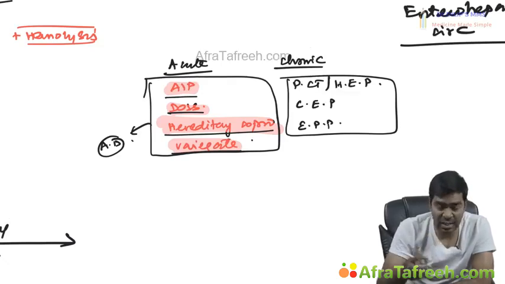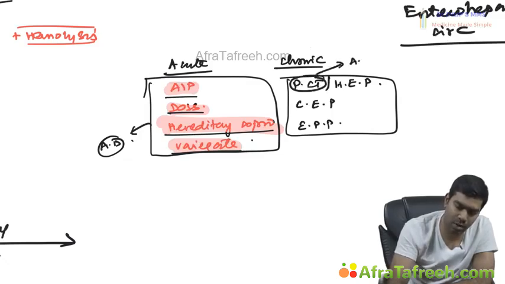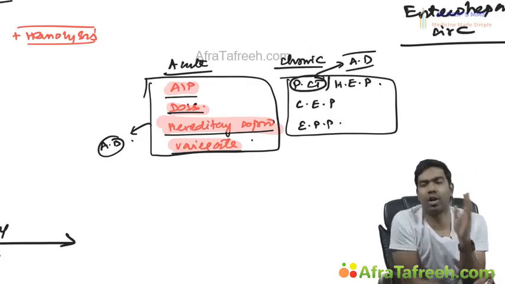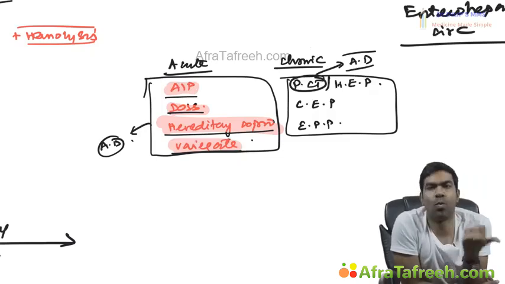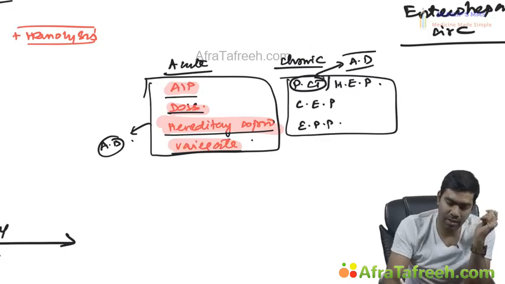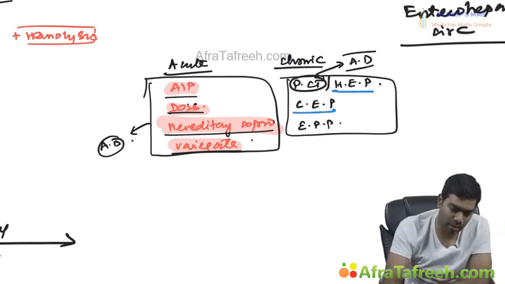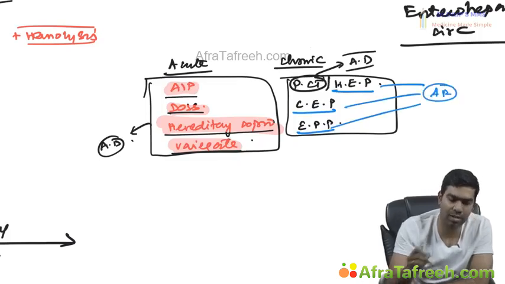But one additional thing that tends to be autosomal dominant is Porphyria cutanea tarda. This also tends to be autosomal dominant in nature, which means all the acute porphyrias tend to be autosomal dominant. This is a mnemonic with one addition, that is Porphyria cutanea tarda. Remaining everything, hepatoerythropoietic porphyria, congenital erythropoietic porphyria, and erythropoietic protoporphyria, tend to be autosomal recessive in inheritance.